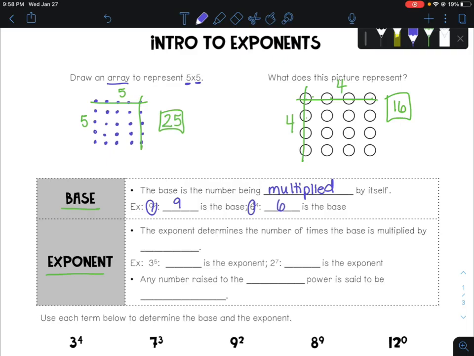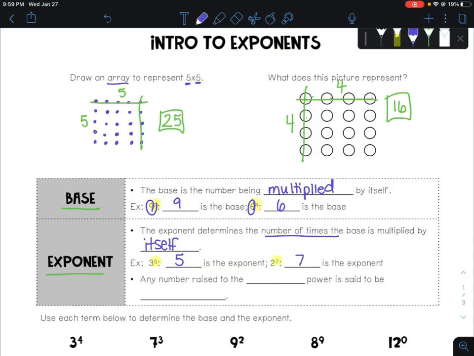Meaning 6 is going to be multiplied by itself. Now we need to know how many times to multiply that 6. And the exponent is the thing that tells us. The exponent is that little number that's written up to the top right. The exponent tells you the number of times that the base is multiplied by itself. So 3 to the 5th, that 5 is the exponent. 2 to the 7th, that 7 is the exponent.